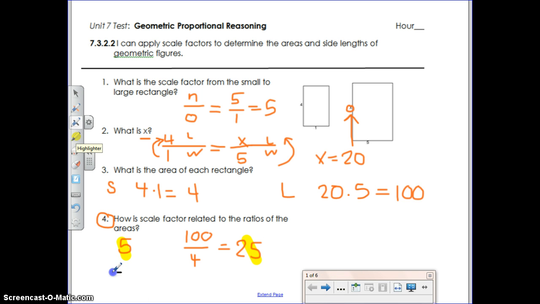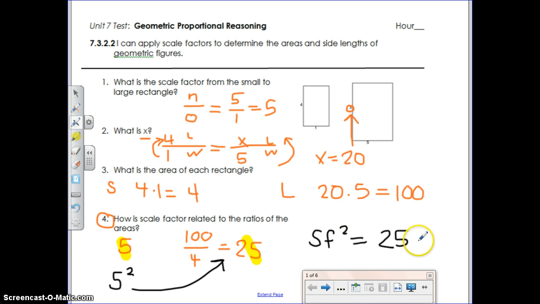Well, 5 squared is 25. So if we take our scale factor and square it, it will give us the ratios of our areas, 25. That's true every time. So kind of an exciting relationship. In math, we're always looking for patterns, and this is one of them.